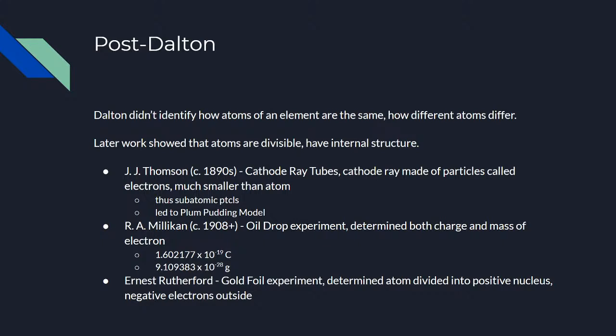So, J.J. Thomson in the 1890s did experiments with cathode ray tubes. Then came R.A. Millikan in 1908, around there, who did his oil drop experiment. And Ernest Rutherford, who did the gold foil experiment, also in the early 20th century. Okay. So we're going to talk about these guys in more detail. Never fear. Thomson is the one who discovered the electron. Millikan is the one who weighed the electron. Rutherford discovered the nucleus.